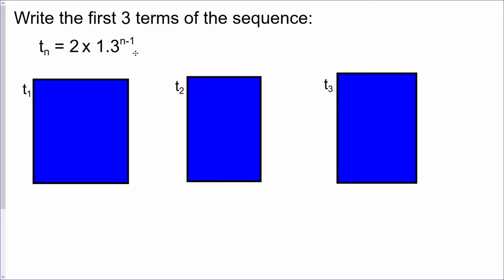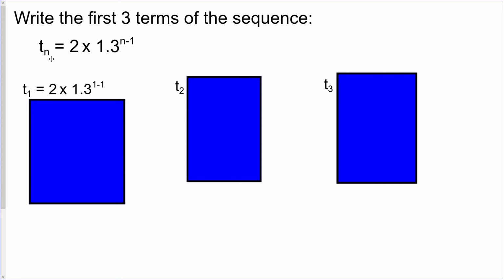All right, next one. Write the first 3 terms of the sequence. On the next slide, I will show you a way to shortcut this, but for right now, I want to just go through to review how we're finding specific terms. So if you're just given the general term, remember, what we want to start with is T1. We want that first term. So you substitute a 1 in place of the n's.